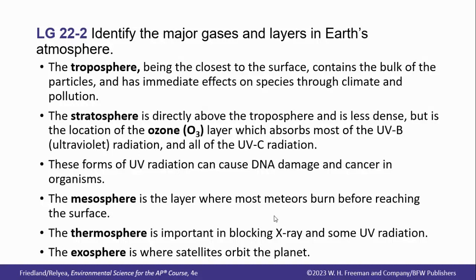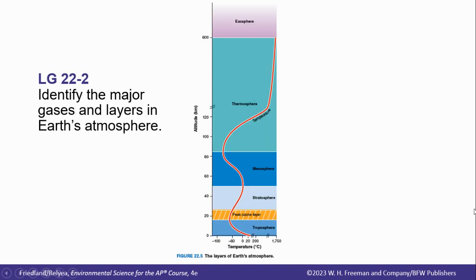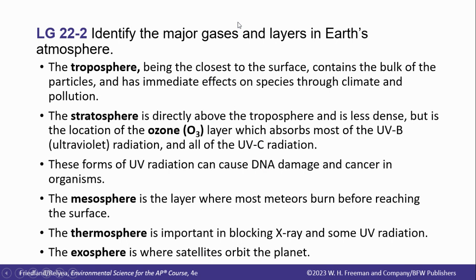The mesosphere is the layer where most of the meteors burn before reaching the Earth's surface. The thermosphere is important for blocking X-ray and some UV radiation, and the exosphere is where satellites orbit the planet. So the bulk of our ozone is the UVA, UVB blocking. Some of the UVA and UVB do make it through, but a lot of it gets blocked here. This is where satellites hang out, around 600 kilometers away.